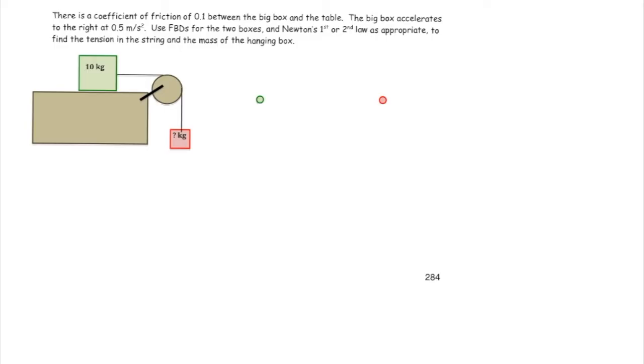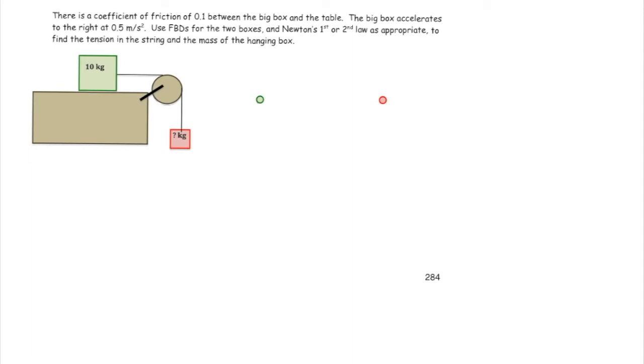Here's a situation that is similar to the setup of the friction lab we did. There's a coefficient of friction of 0.1 between the big box and the table. The big box accelerates to the right at 0.5 meters per second each second. Use free body diagrams for the two boxes and Newton's first or second laws as appropriate to find the tension in the string and the mass of the hanging box.